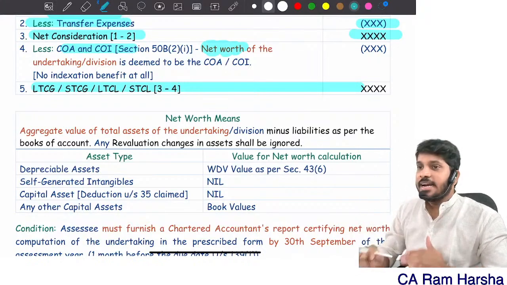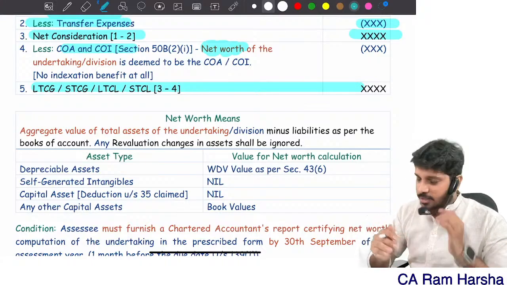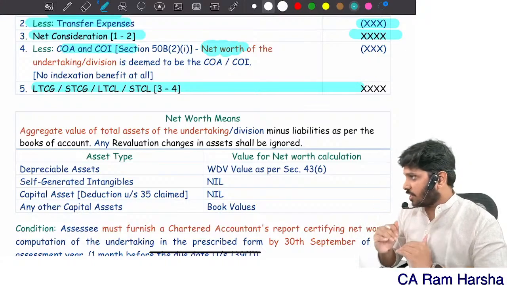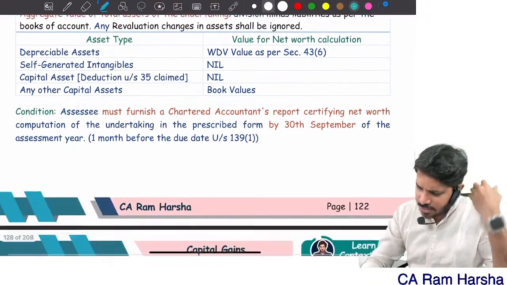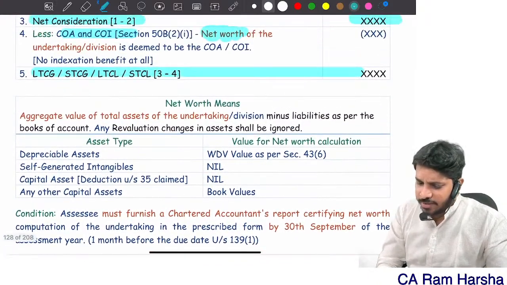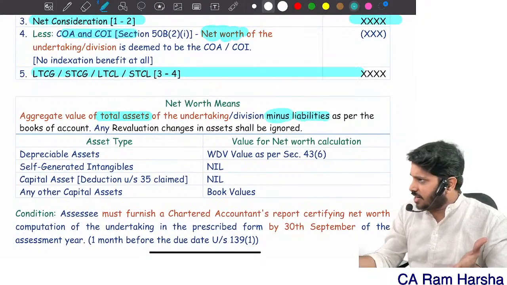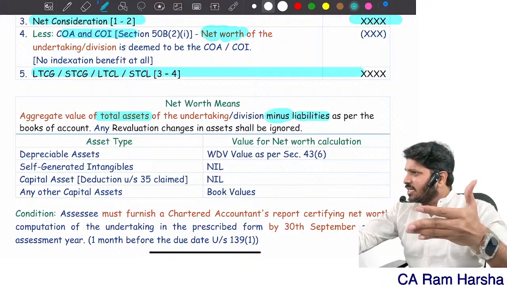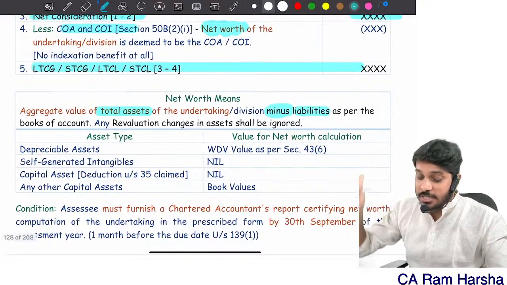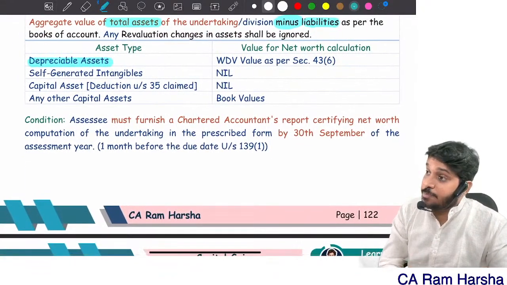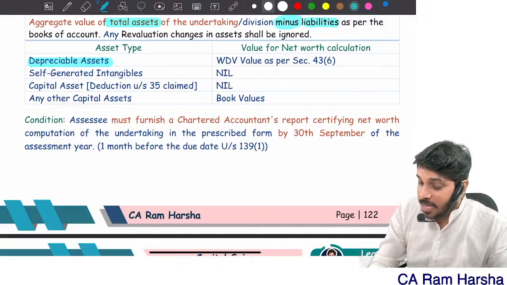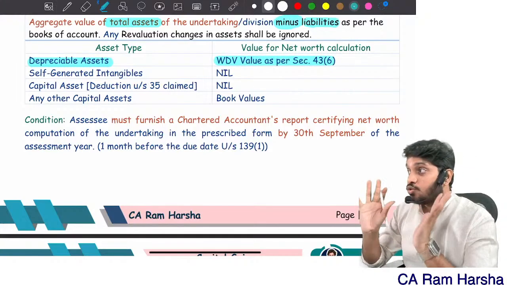Whatever undertaking is there, that net worth is to be taken as the cost of acquisition. How to calculate this net worth? Very simple. Net worth is total assets minus liabilities. Now assets, how to consider the values? Suppose it is a depreciable asset under income tax, then the WDV of that asset you should take.